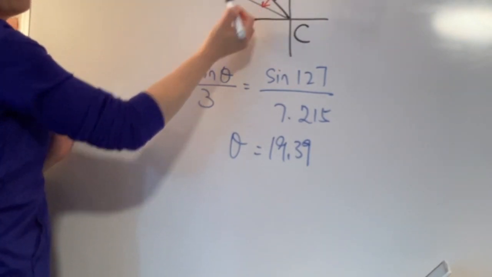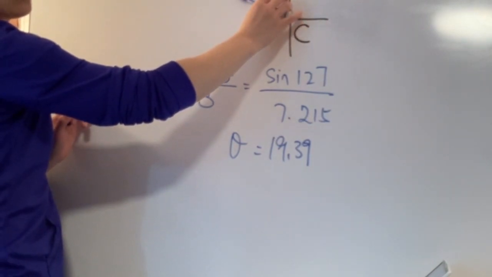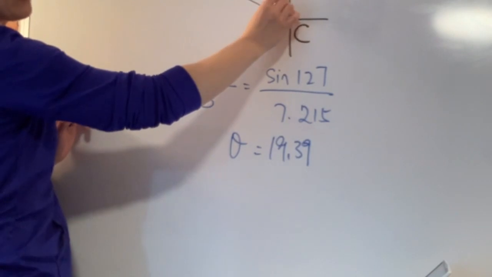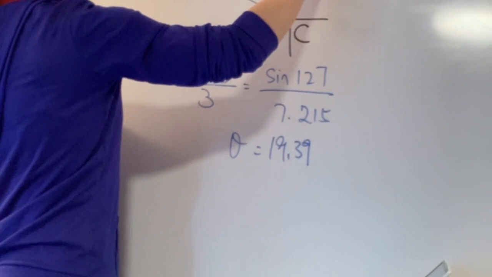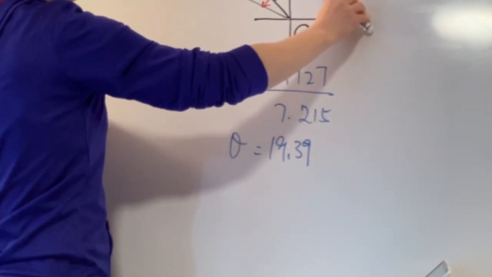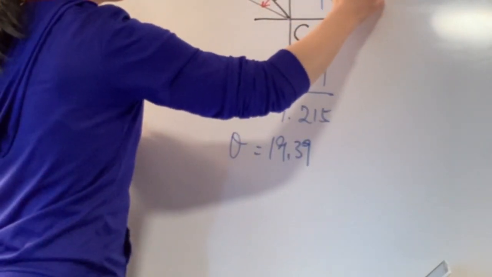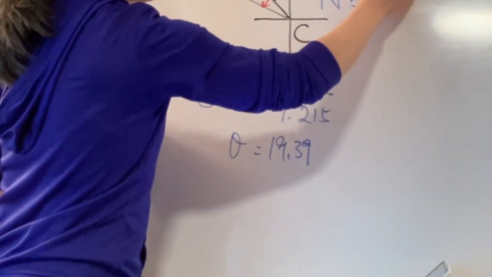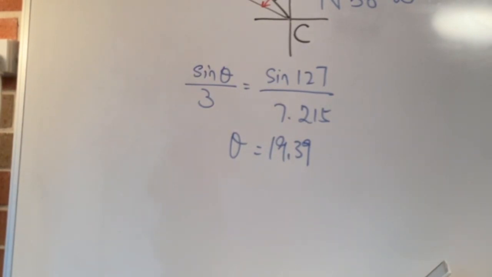That is the angle. But the bearing you want is this from the north to that. So that means you have from here to there is 37 plus 19. So the bearing is going to be 37 degrees plus 19, and it goes from the north to the west. So what would that be? 37 plus 19 is going to be north 56 degrees west. Yes. Does it make sense? Yeah.